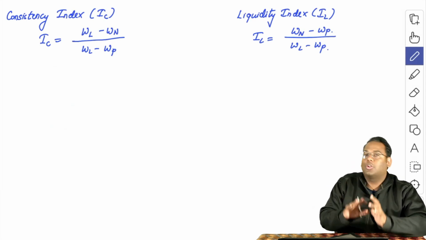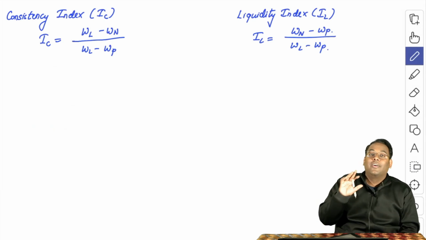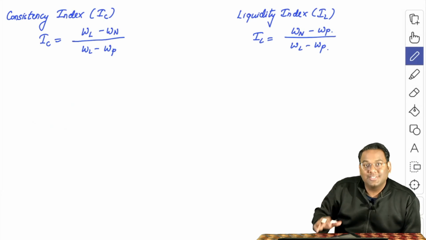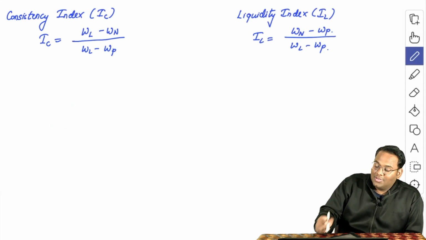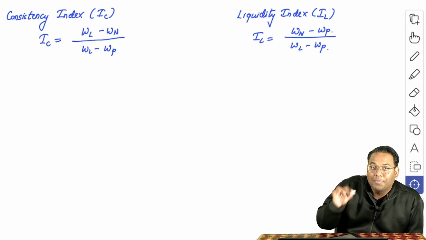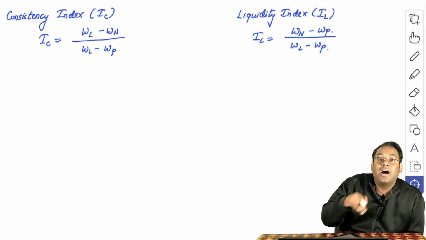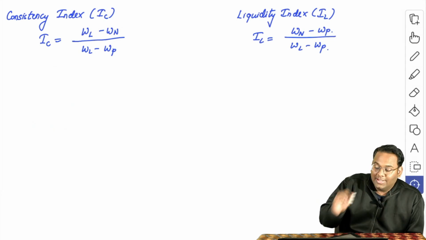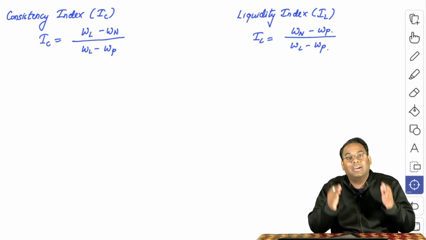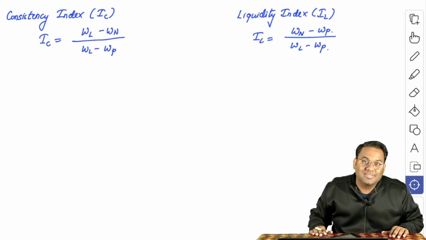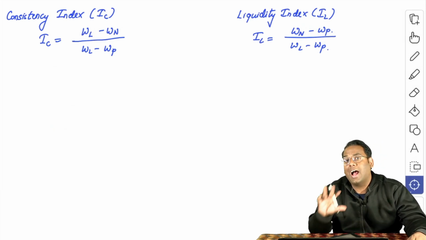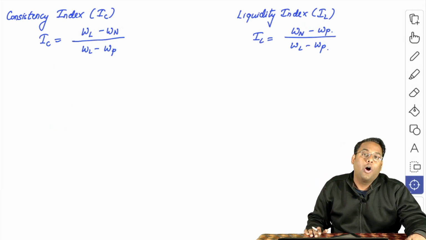So obviously both of these show you the state of soil, what is the consistency of soil. Why? Because here you can see that the numerator is indicating how far the present water content, that is WN, is from the liquid limit. In the same way, the liquidity index numerator is telling you how far the natural water content is from the plastic limit. So obviously this indicates the consistency of the soil in the present state.